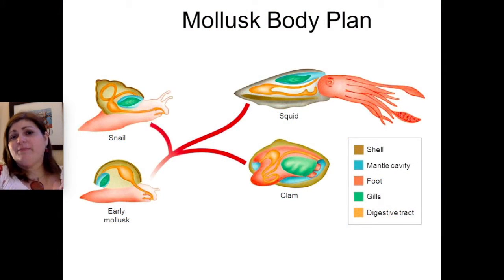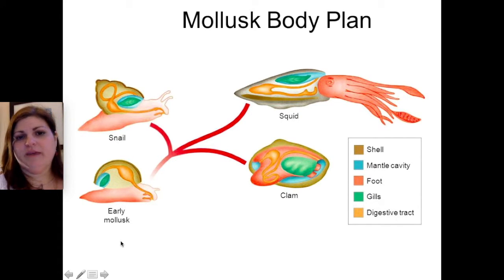As we look at the mollusk's basic body plan, we can see that those structures, the shell, the mantle cavity, and muscular foot, all are found in all of the different body plans that we have. So we have the gastropods, which, like the snail, have a full digestive tract, so separate mouth and anus. And we've got the mantle cavity, which is the membrane that covers the organs. In this case, it's pretty much just the gills. We have their muscular foot, and of course their shell.